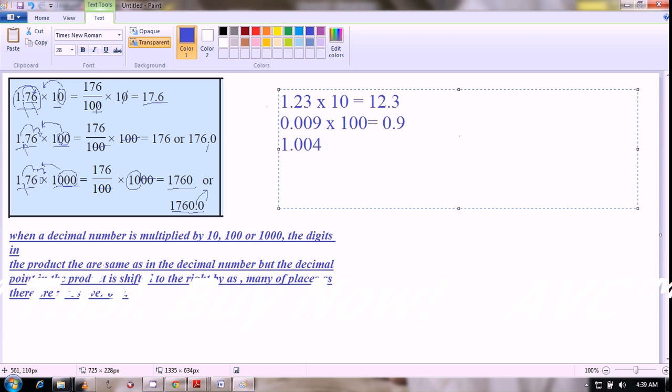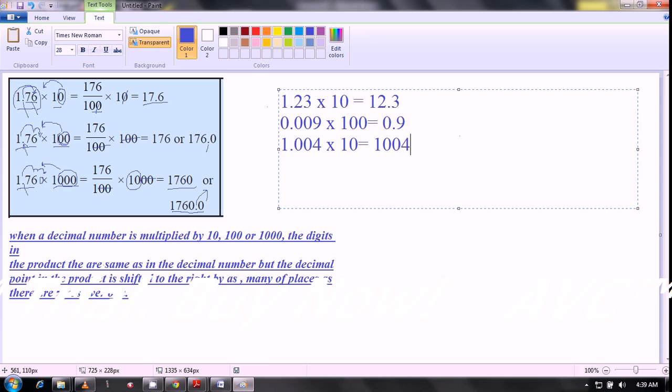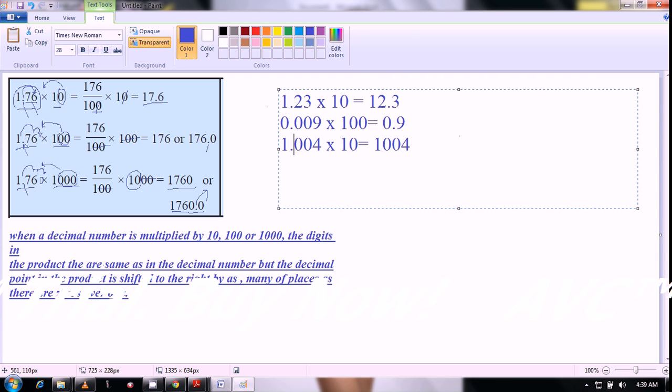Next example, suppose our number is 1.004 multiplied with 10. What will happen? Firstly, we will write the whole number 1004. Then our decimal will shift how many positions? 1 position towards right. Means initial decimal was here, 1 position towards the right, it will come here, means between the 2 zeros.